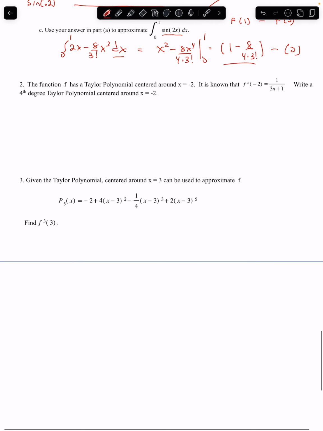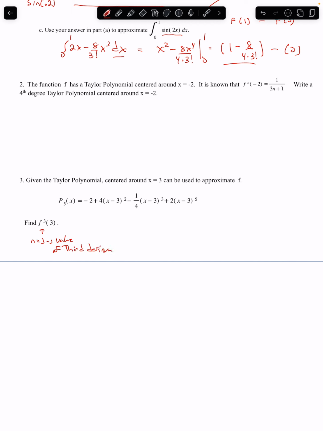All right. Another way we can use it, example number 3 here. We saw, given the Taylor polynomial centered on x equals 3, used to approximate f, we want to find the value of the third derivative. That's really what this is saying. We're saying here n is 3, so that is the value of the third derivative.